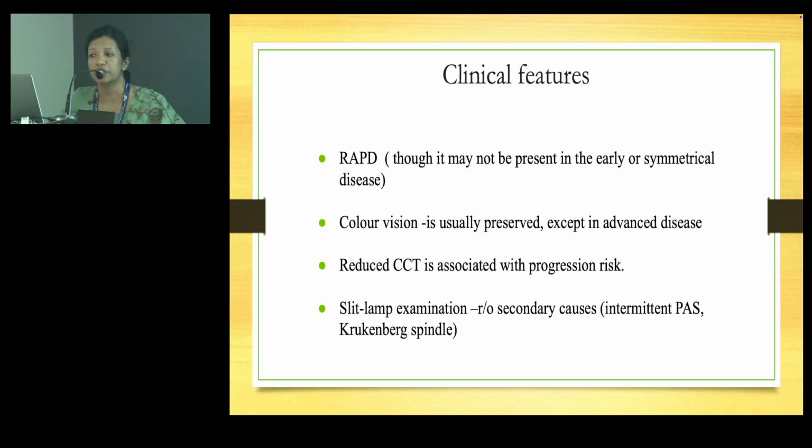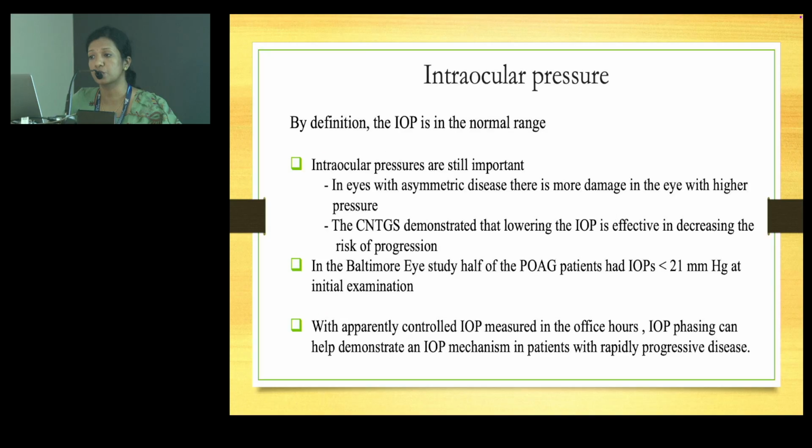Coming to clinical features, you can get a relative afferent pupillary defect, though it may not be present in the early or asymmetrical diseases. Color vision is usually preserved except in advanced disease. Reduced central corneal thickness is associated with progression risk. Do a proper slit-lamp examination to rule out the secondary causes. Like you can find intermittent peripheral anterior synechiae in cases of previous history of uveitis. You can find Krukenberg's spindle or Sampaolesi's line. Thus, you can come to a diagnosis of pigment dispersion syndrome.